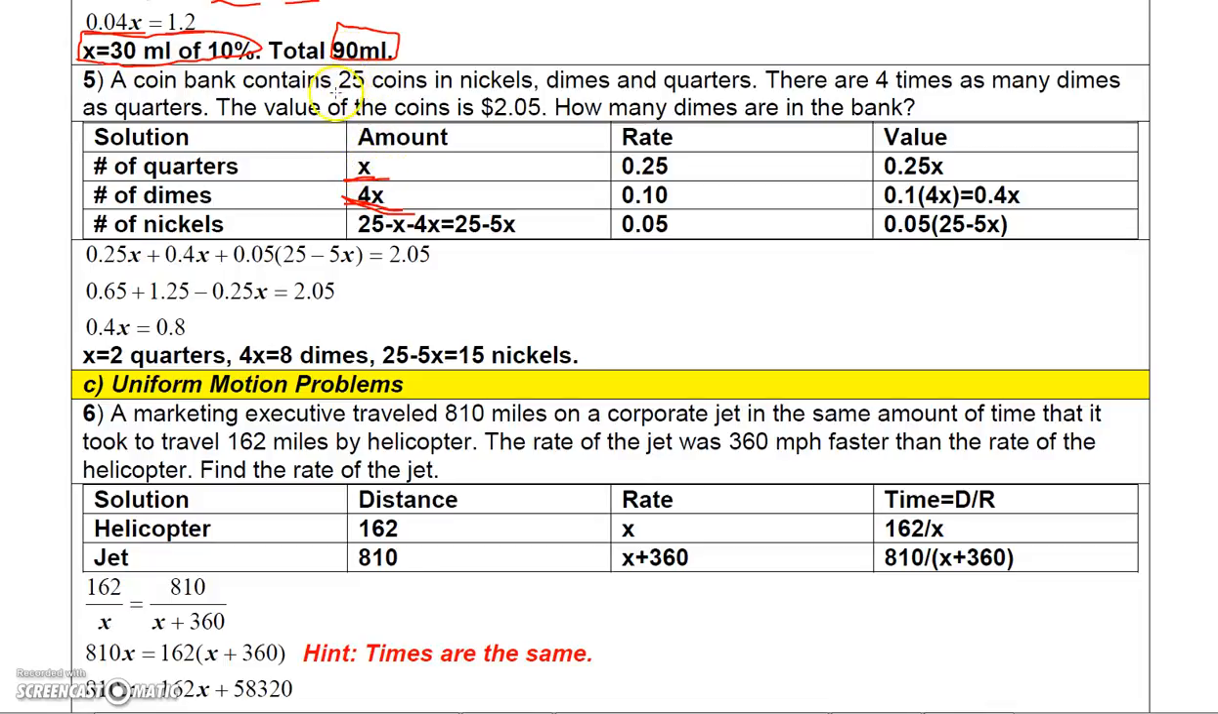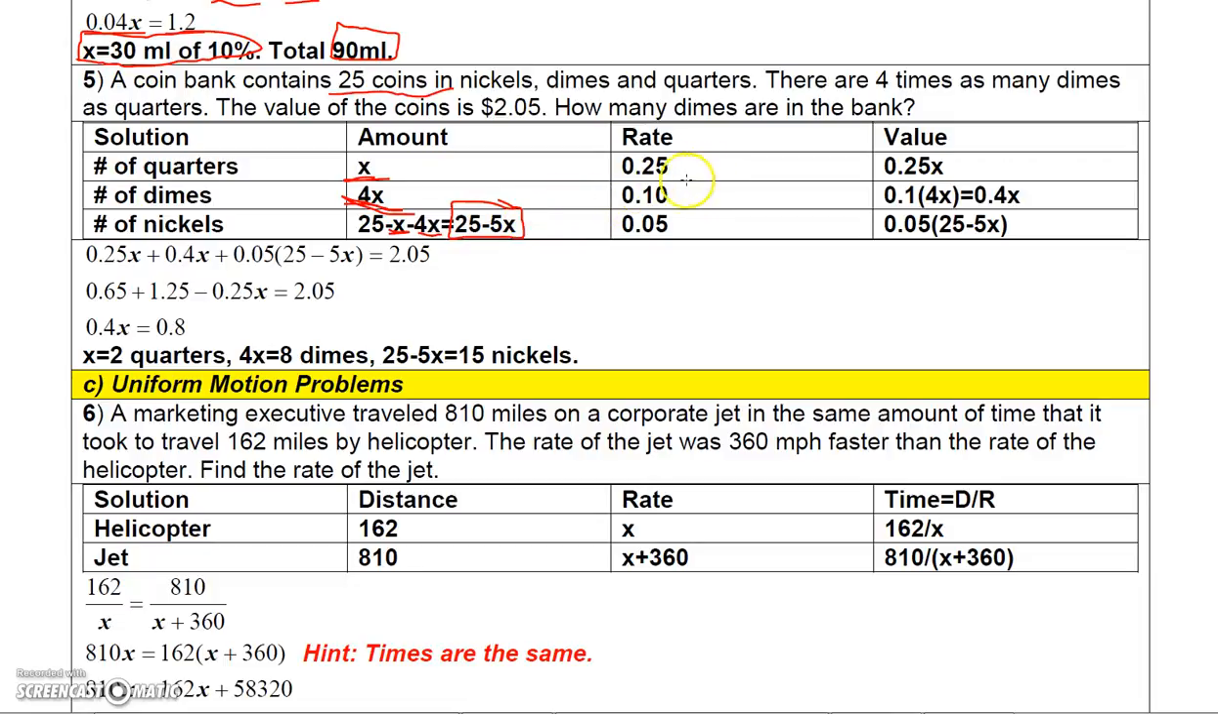Now, here's the tricky part. I know that there's a total of 25 coins. So if I have 25 coins, and I know that there are X quarters, take that away from 25. I know there's 4X dimes. Take that away from 25. And so what I end up with is 25 minus X minus 4X, or 25 minus 5X. So I can use this to represent the number of nickels. And now I've got x quarters, 4x dimes, and 25 minus 5x nickels.